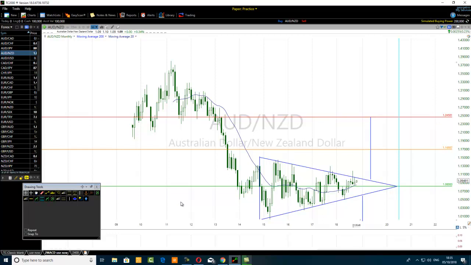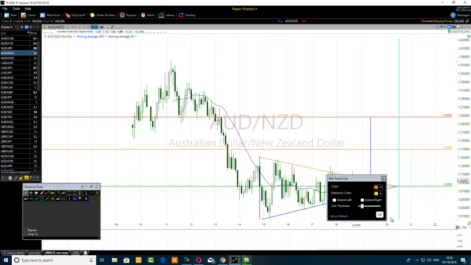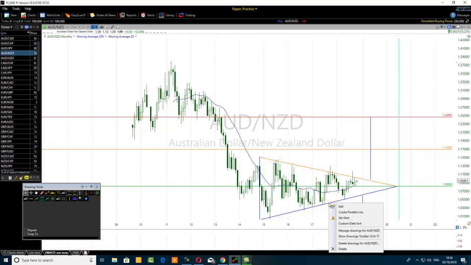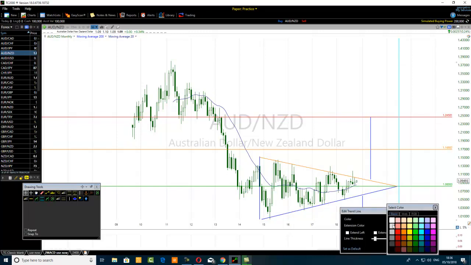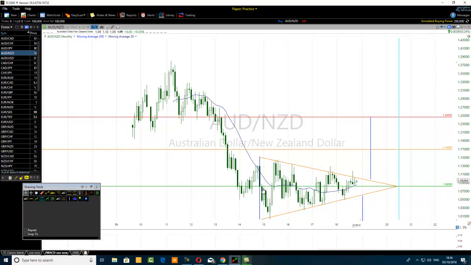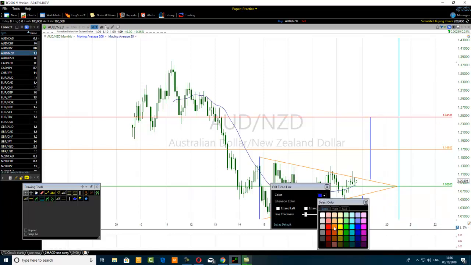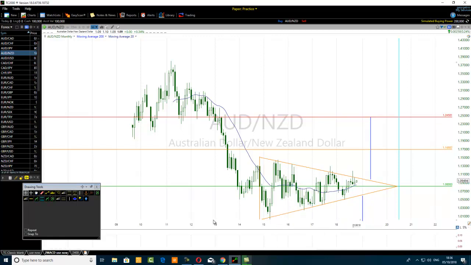Well, let's get started. I'm on the monthly chart, and we can see that the Australian Dollar, New Zealand Dollar came down, and now it's consolidating in a triangle. The triangle is giving us a warning. Any triangle chart pattern will alert us that anything is possible. The price can break above the triangle or dip below it. As things stand now, the price is heading up.